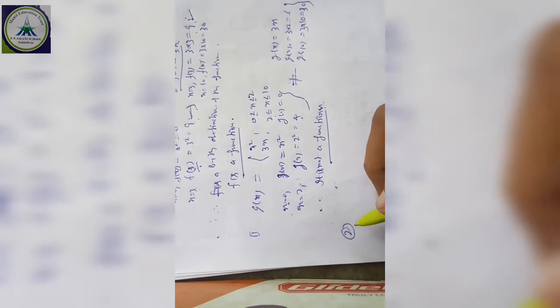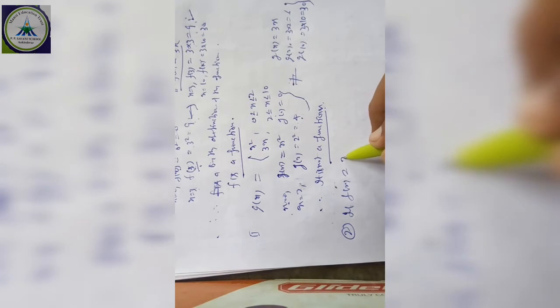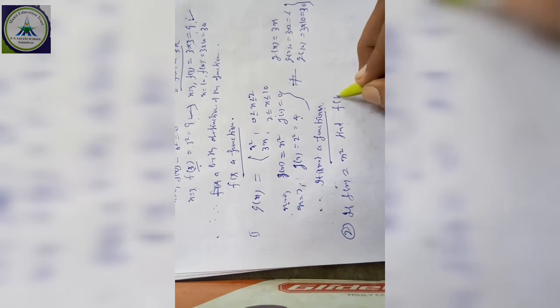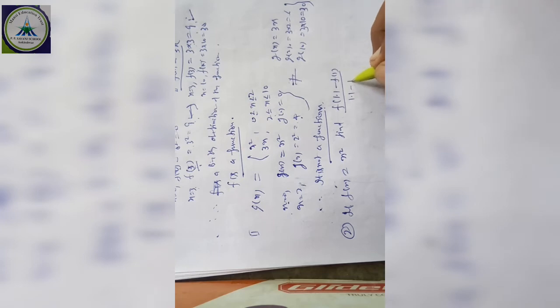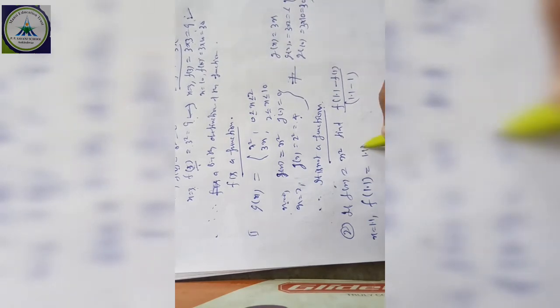Now question number 2. If f(x) = x², find (f(1.1) − f(1)) / (1.1 − 1). So first find f(1.1), putting the value x = 1.1. So 1.1 squared is 1.21. Then f(1) = 1² = 1.